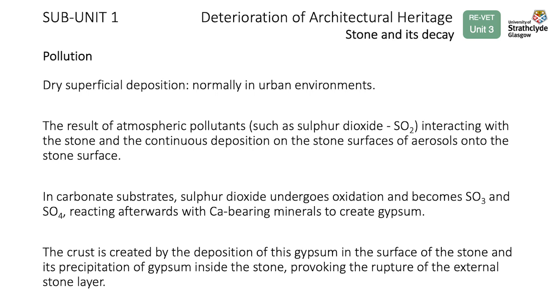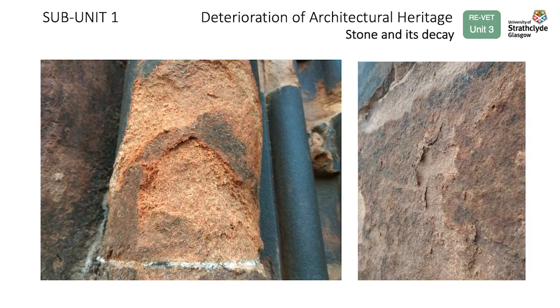In carbonate substrates, sulfur dioxide undergoes oxidation and becomes SO3 and SO4, reacting afterwards with calcium-bearing minerals to create gypsum. The crust is created by the deposition of this gypsum on the surface of the stone and its precipitation inside the stone, provoking the rupture of the external stone layer.